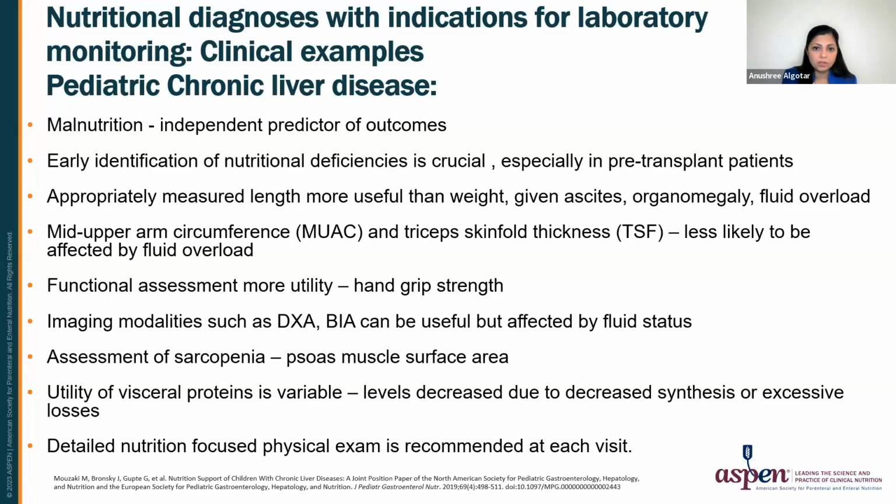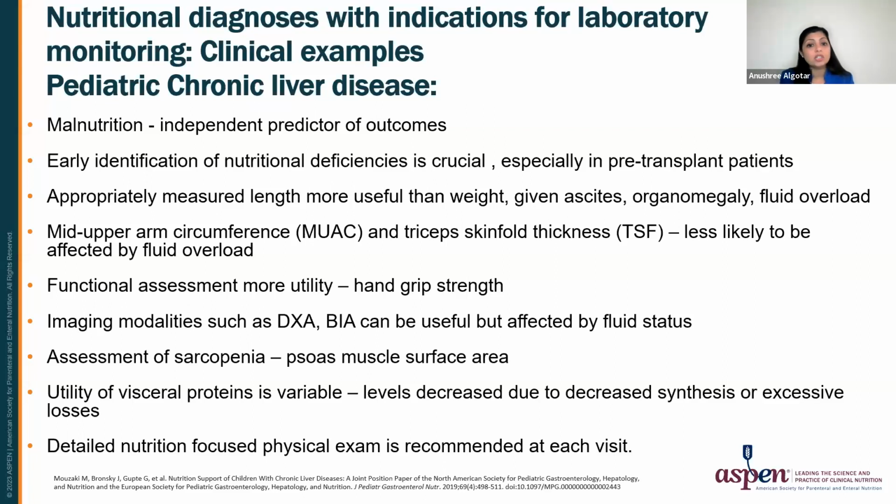Mid-upper arm circumference and triceps skin fold thickness are less likely to be affected by fluid overload and are recommended to be performed serially as an assessment of nutrition in this population. This is another population where functional assessment has proved to have some utility. An example of this is hand grip strength, which can provide estimation of muscle function. This can be performed at bedside and needs to be studied further for its utility in practical use.